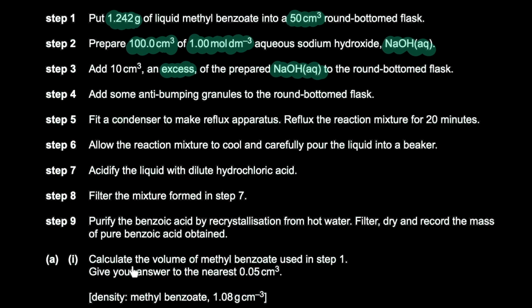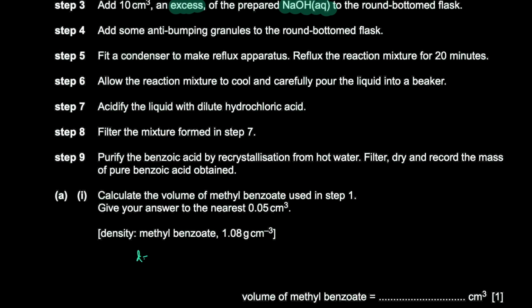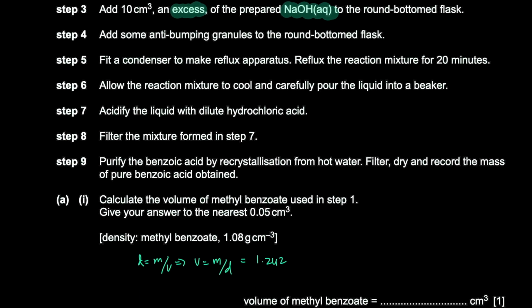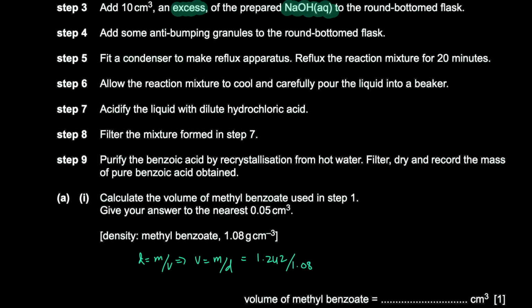So A part 1 says calculate the volume of the methyl benzoate used in step 1. Give your answer to the nearest 0.05 cm³. Okay, so we've been given the mass 1.242 grams and we've been given the density, right? We know that density is mass over volume. We want to find the volume, so volume is just mass over density. The mass is 1.242 grams, that's given to us. And then the density is just 1.08 grams per cm³. That will give us the volume in cm³. So we get the volume as 1.15 cm³, okay? 1.15 cm³ to the nearest 0.05 cm³.